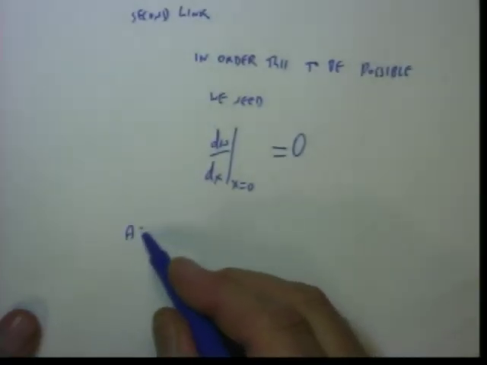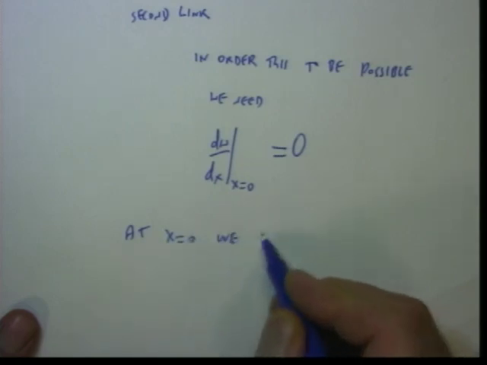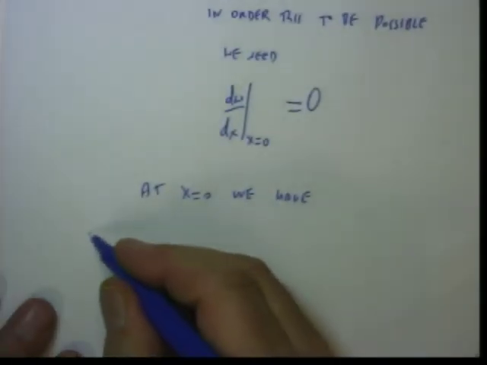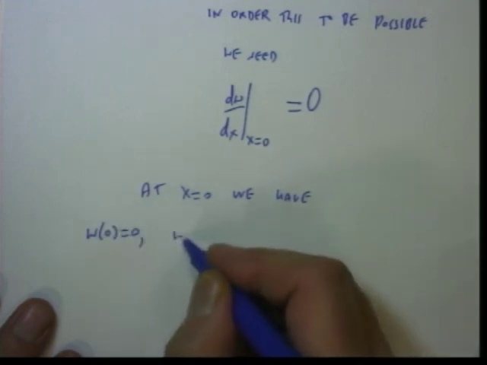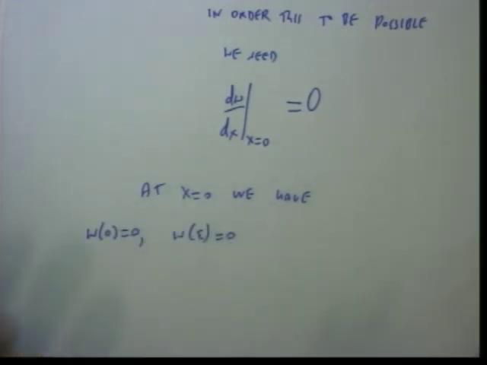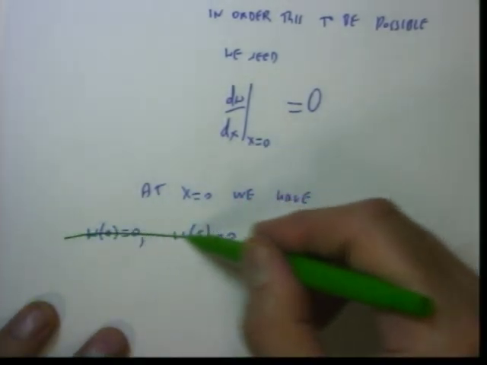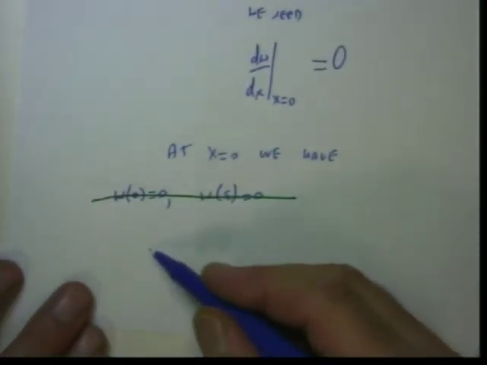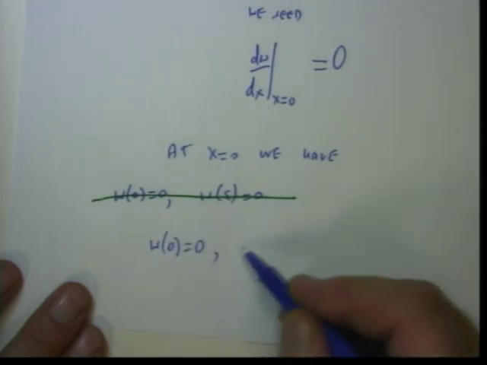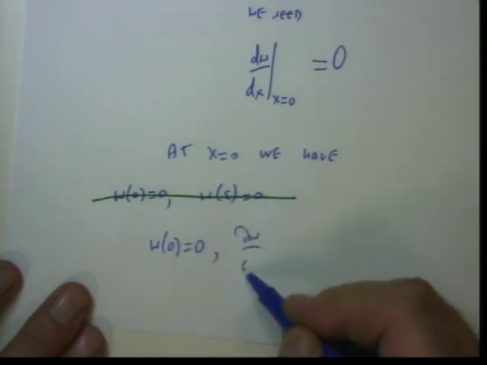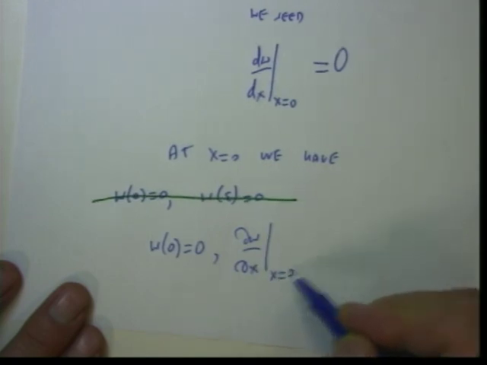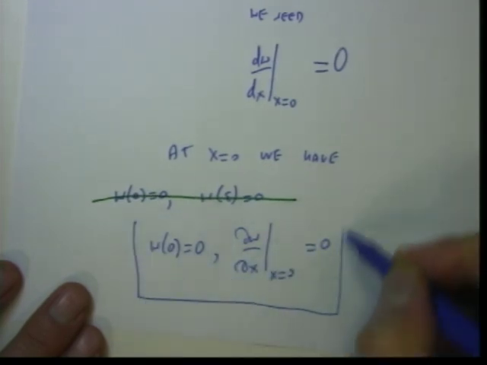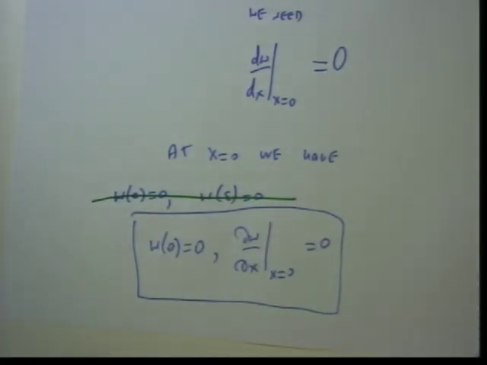So therefore, at x equals 0, we had w of 0 equals 0, w of epsilon equals 0. But I'm crossing this out, we don't use this. We use w at 0 equals 0, and in this case, dw/dx at x equals 0 equals 0. So we have these two conditions: the function is 0, and the first derivative equals 0.